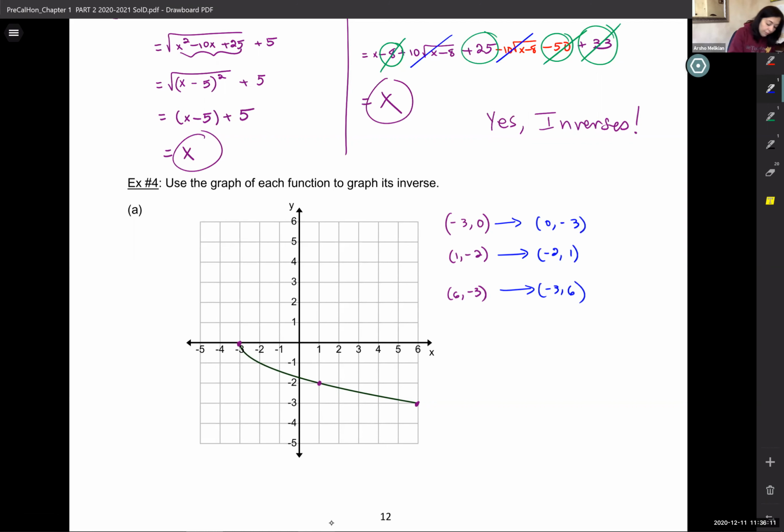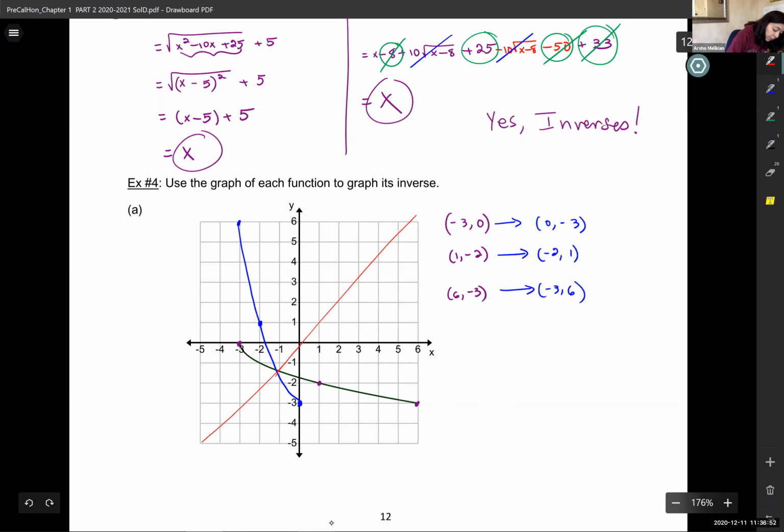And then that's what I'm going to graph. So 0, -3. X is 0, y is -3. X is -2, y is 1. X is -3, y is 6. Oh, that's what that looks like. Okay, so that's the inverse of the graph.